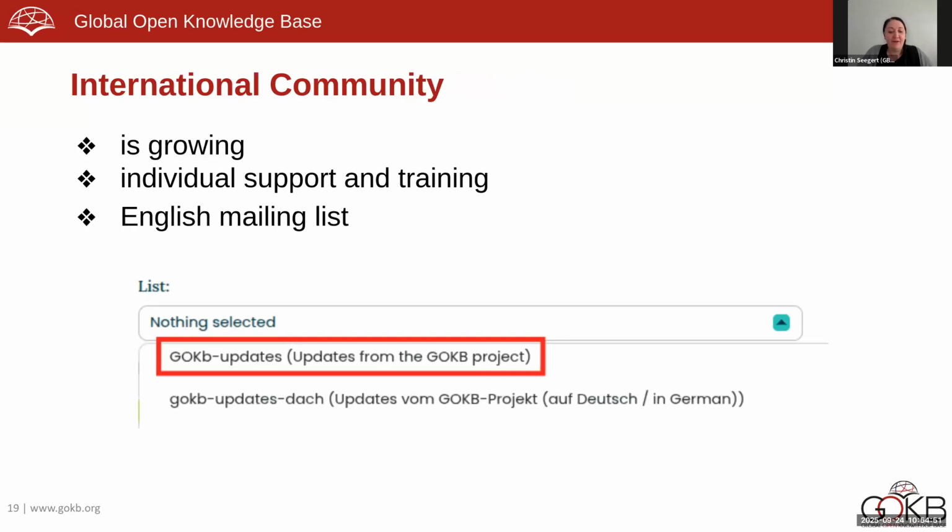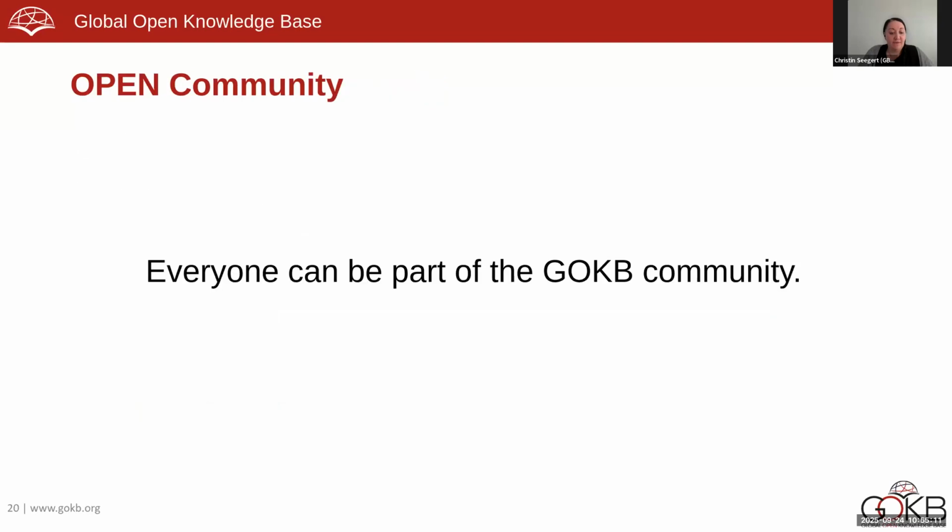We are very happy that our international community is growing. Currently, there are libraries that receive individual trainings and support from us. And for information, there is an English language mailing list, which is part of the OLF mailing list. An introduction can be found on our website. The GOKB community is an open community, and anyone can become a part of it.